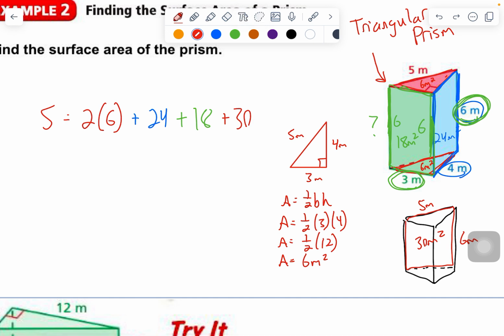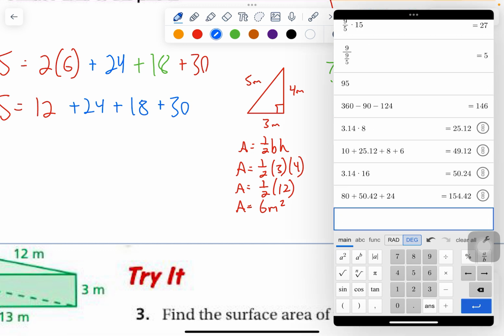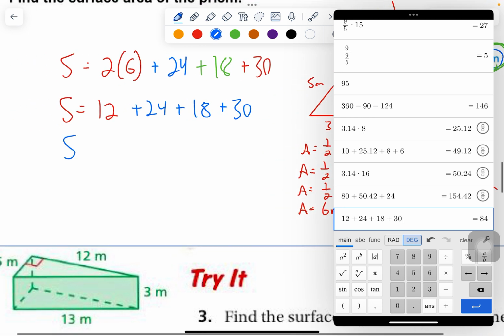So then we would add up, there's only one that we had to double. 4 plus 18, I'm gonna not use my colors anymore. So 12 plus 24 plus 18 plus 30, and we get 84. Don't forget your units, meters squared.